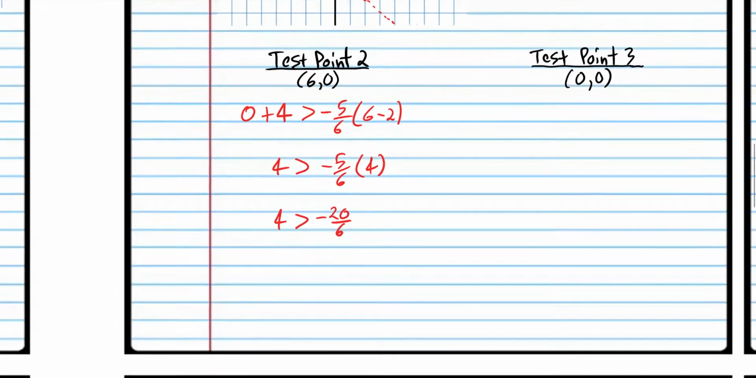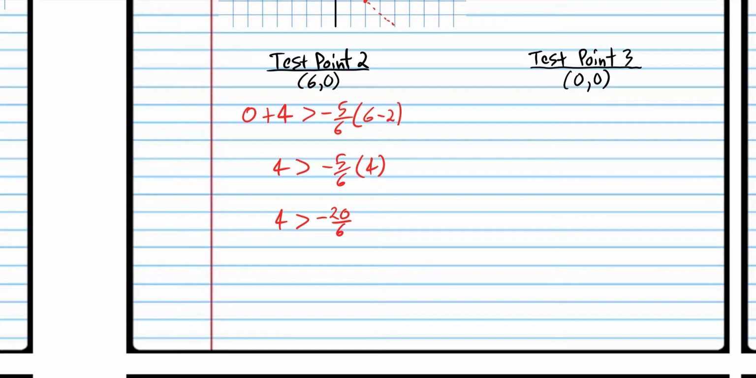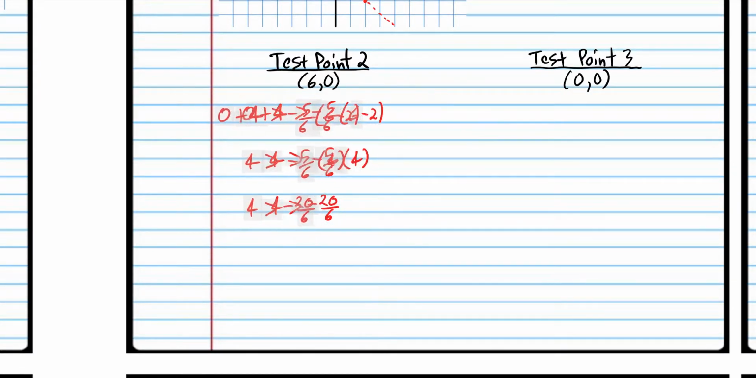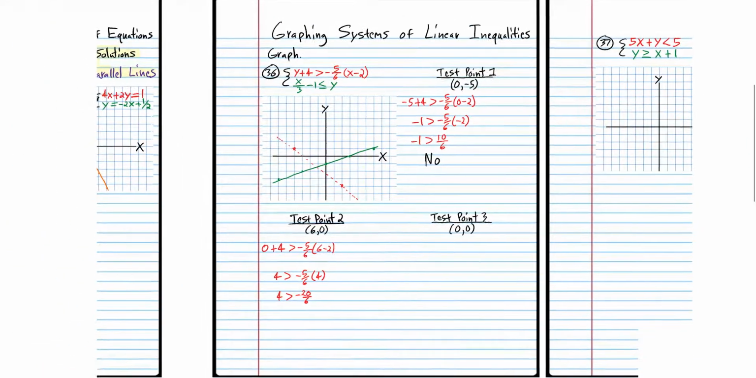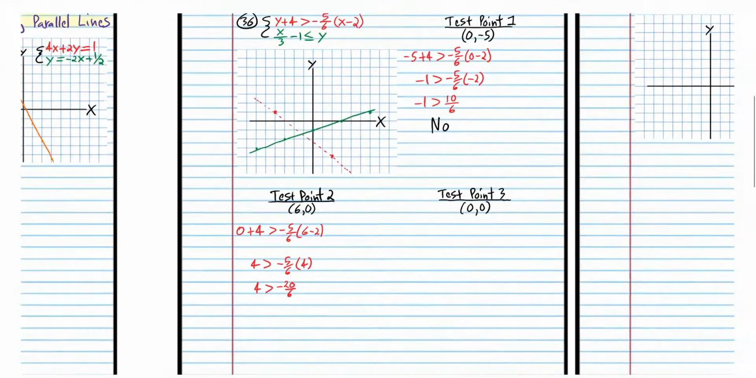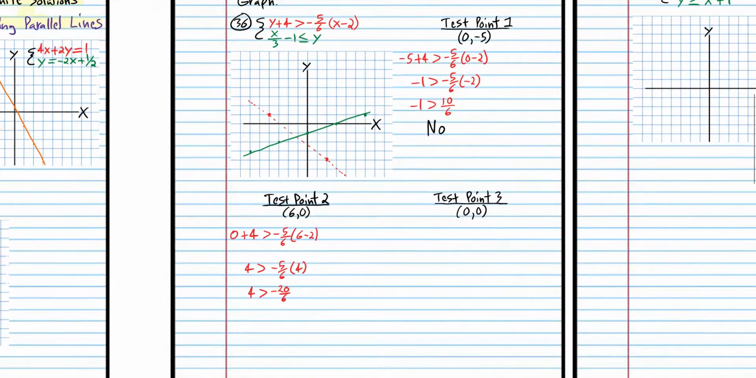This actually does work. So I'm going to say, well, okay, this might be the correct region, so I'm going to move this over. And because that worked, we now have to check that point, (6, 0), in the other inequality. So now we're going to plug (6, 0) into the top inequality, and we get 6 over 3 minus 1 is less than or equal to 0.